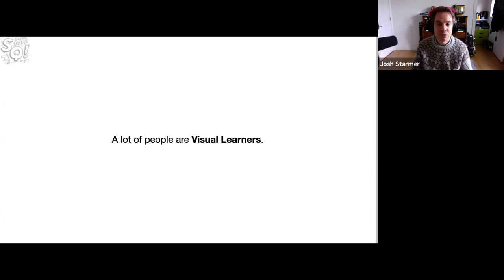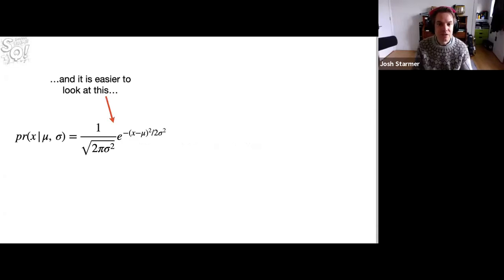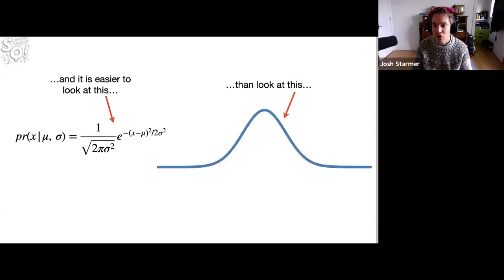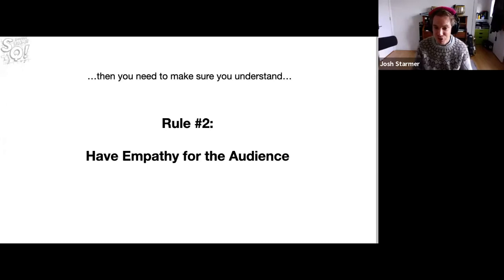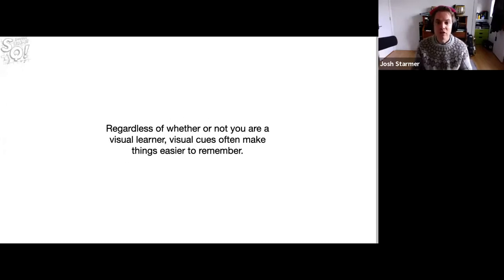A lot of people are visual learners. If you're not a visual learner, and it's easier to look at this equation than it is to look at this bell-shaped curve, then you need to make sure you understand rule number 2, have empathy for the audience. Regardless of whether or not you are a visual learner, visual cues often make things easier to remember.